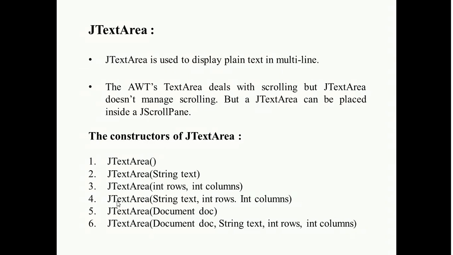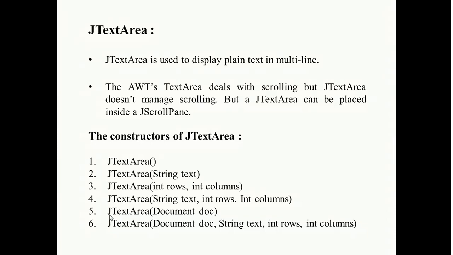The fourth constructor is JTextArea. This constructor has 3 parameters. First is string text, second is int_row, and third is int_column. This constructor creates a text area with specified string, number of columns and number of rows. Means this constructor creates a text area with specified text in it, also number of columns and number of rows specified to the text area.